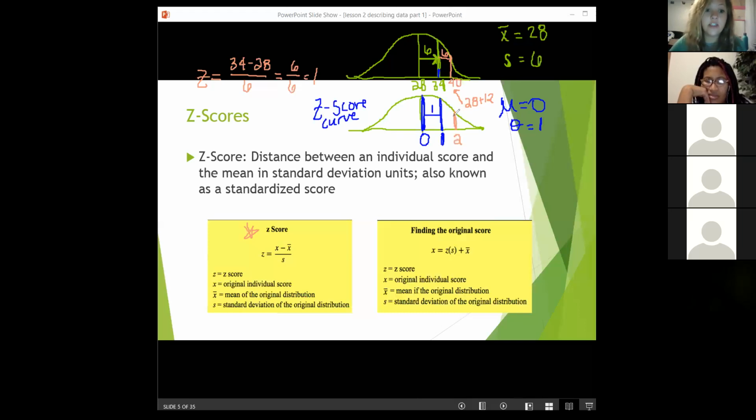And if I standardize that, it's going to be 2, 2 standard deviations away from the mean. So for our original score of 40, which is 2 standard deviations away, your z-score is going to be 2, because on a curve with a mean of 0 and a standard deviation of 1, it'll be 2 standard deviations away from the mean.